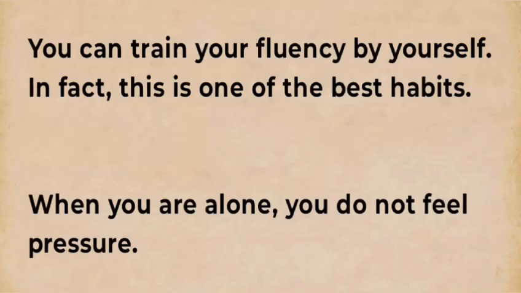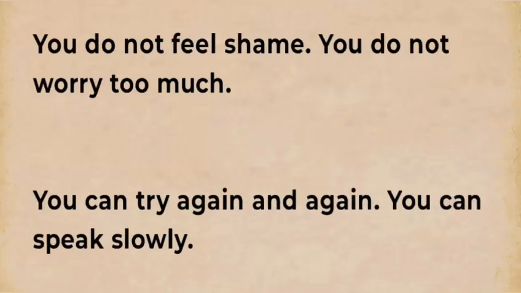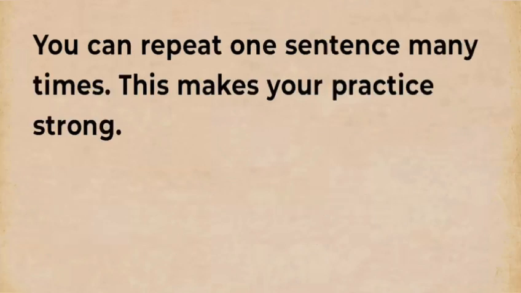When you are alone, you do not feel pressure. You do not feel shame. You do not worry too much. You can try again and again. You can speak slowly. You can repeat one sentence many times. This makes your practice strong.